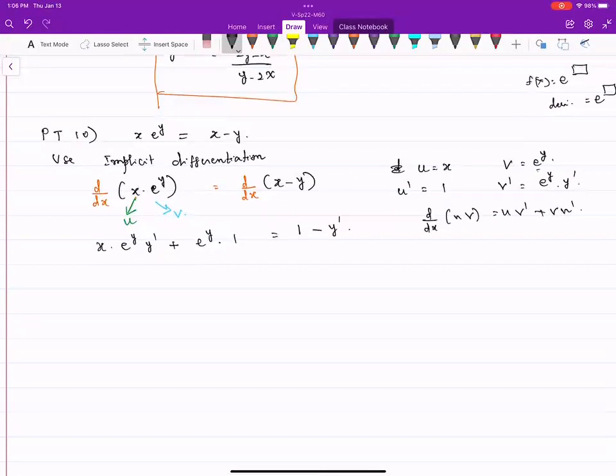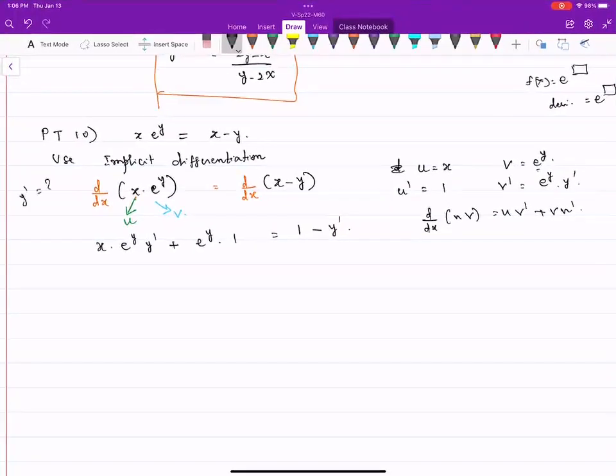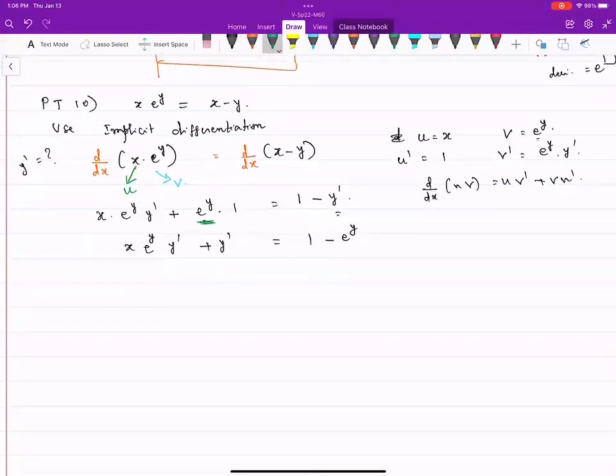Now we have to move all the y prime terms to one side because the goal is to find what y prime is. So we will move this negative y prime to the left hand side. So it will become x e to the y y prime plus y prime. On the right hand side, you have 1 minus e to the y. This e to the y over here moves to the right-hand side and becomes negative e to the y.